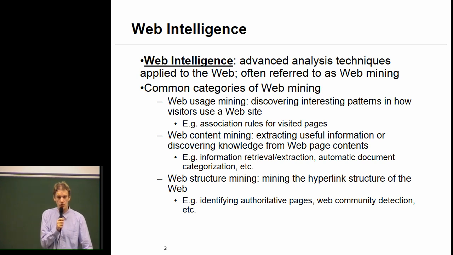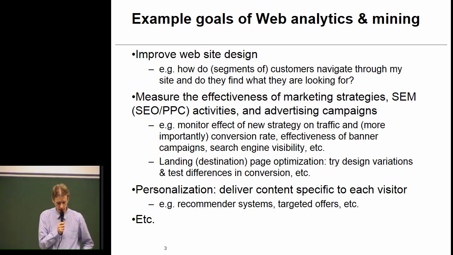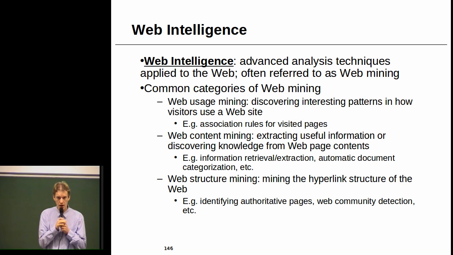A technique which is often used for that is association rules. Association rules have already been studied in the section on business intelligence and data mining. And there it was seen that association rules could be used to detect what items are frequently purchased together. Here we're going to do exactly the same thing, but we're going to look at what pages are being frequently visited together. Web content mining is then what Google does.